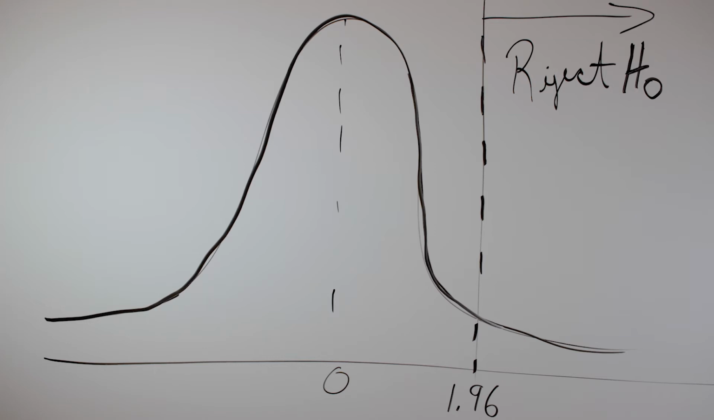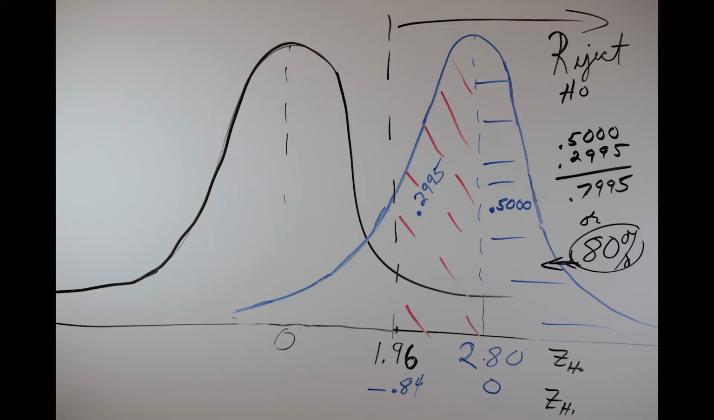That's all pretty straightforward. What you might not have remembered is it turns out that if the true value is exactly 2.80 standard deviations to the right, that will give us exactly 80% of the curve in the rejection region, that is, to the right of 1.96.